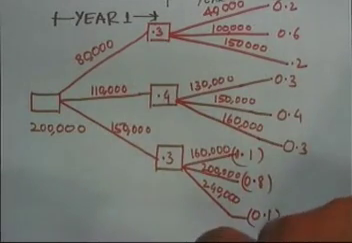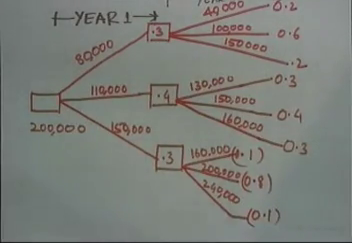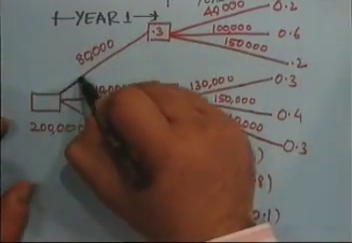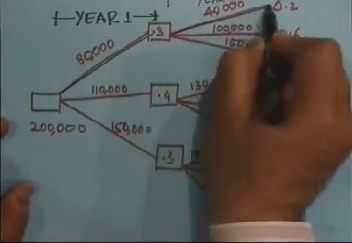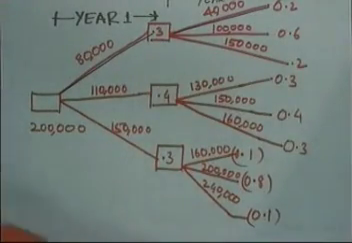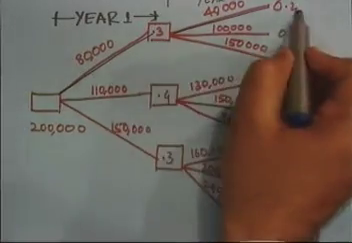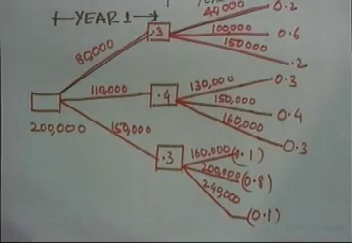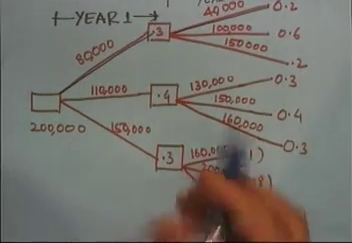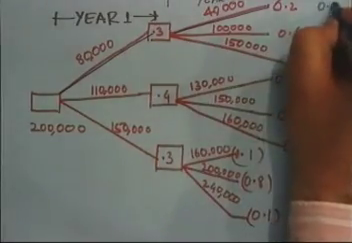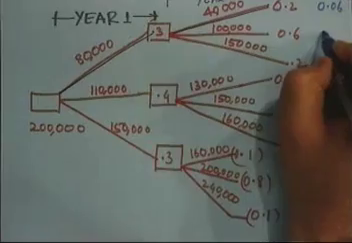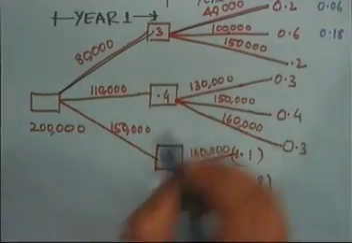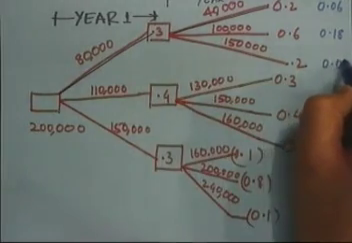other computations. For example, if you want to find the joint probability for this path, starting from here and then coming to this path. So, the joint probability value is 0.3 multiplied by 0.2. It is as good as multiplicative probability or multiplication of probability. So, this value becomes 0.06. This value becomes 0.18. This value becomes again 0.06.